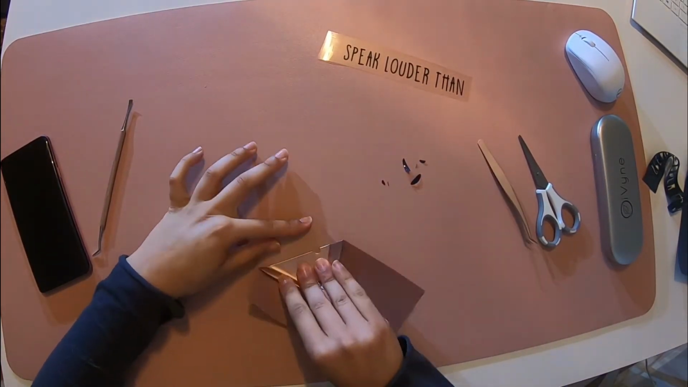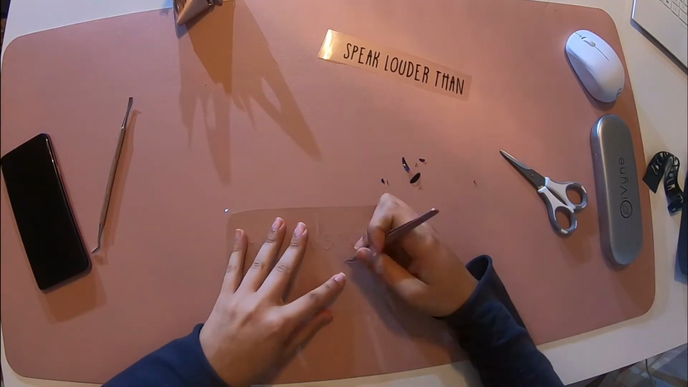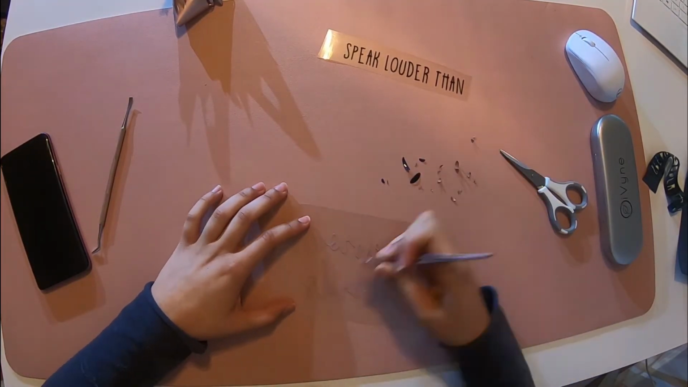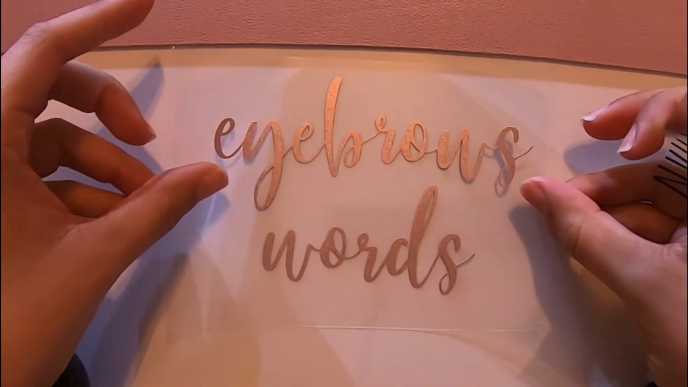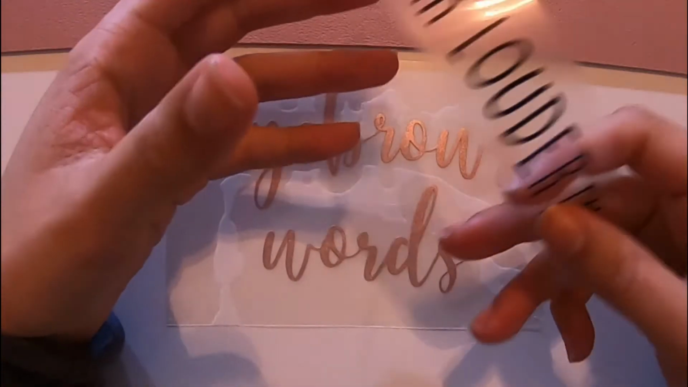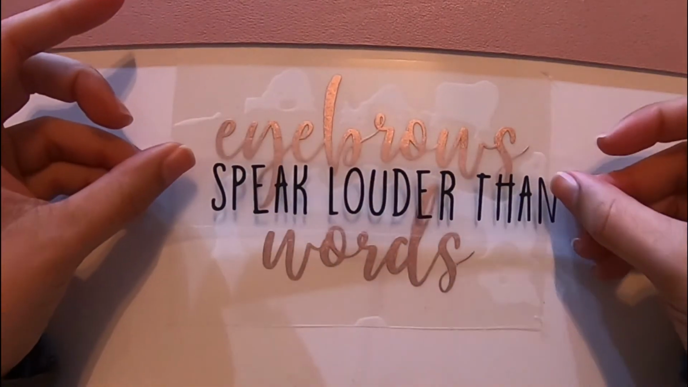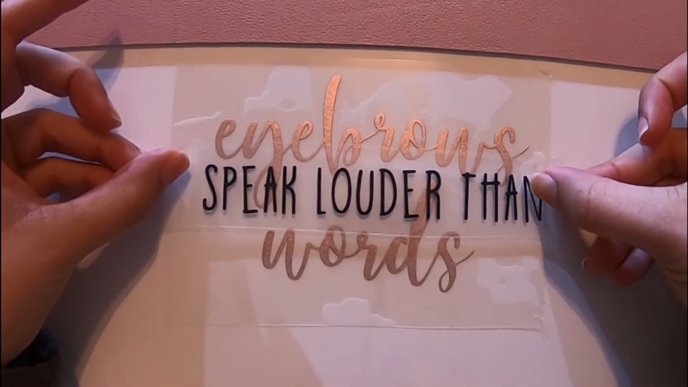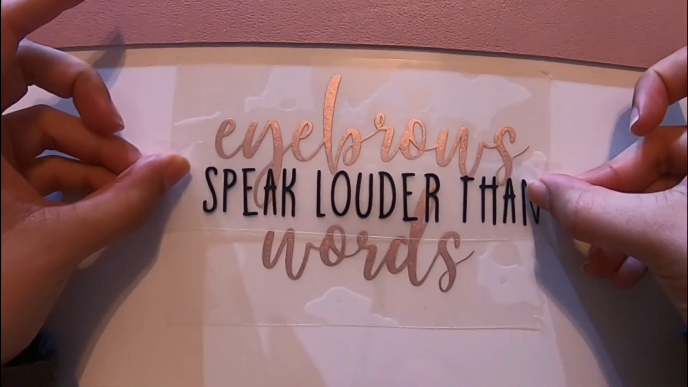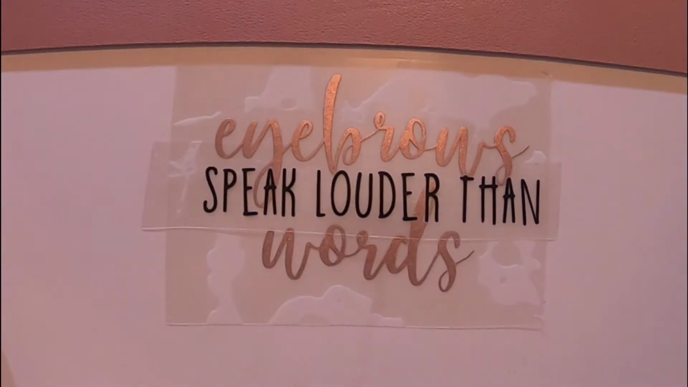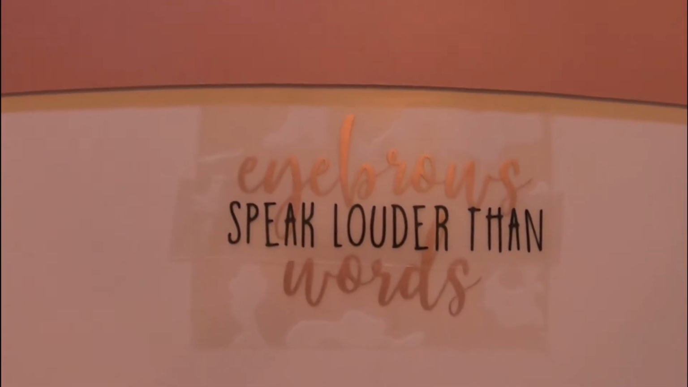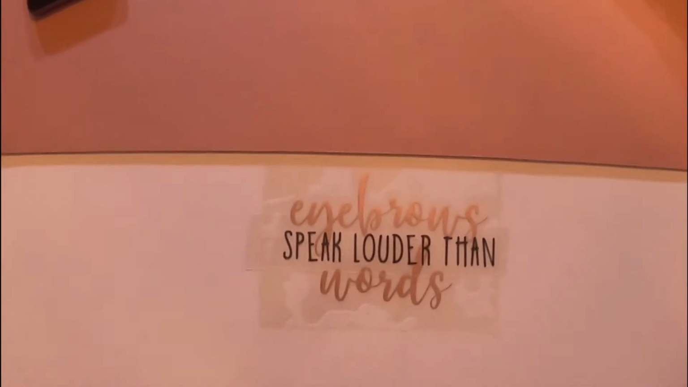I will then start on my rose gold decal, again, pulling up that excess vinyl and then weeding in between all of the letters. Once I'm finished with that, I show you guys my final decal just on my desk so you can get a good idea of how it will look. Now let's move on to the ironing process.